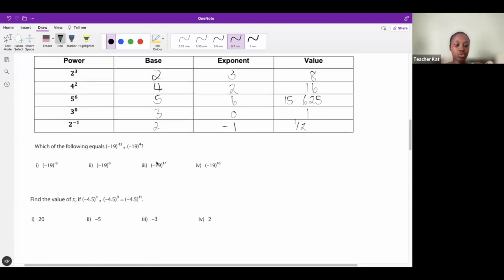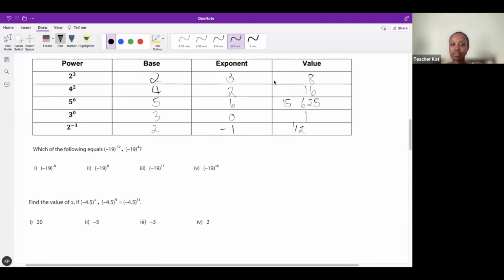Nice. Now we have 2 multiple choice questions here that we have to decide what the answer is. Okay, so the first one says, which of the following equals -19 to the power of -12 times -19 to the power of 4? So I'm going to rewrite it on the side here. So it's -19 to the power of -12 times -19 to the power of 4. So what are we supposed to do to the exponents? We are multiplying and we have the same base.